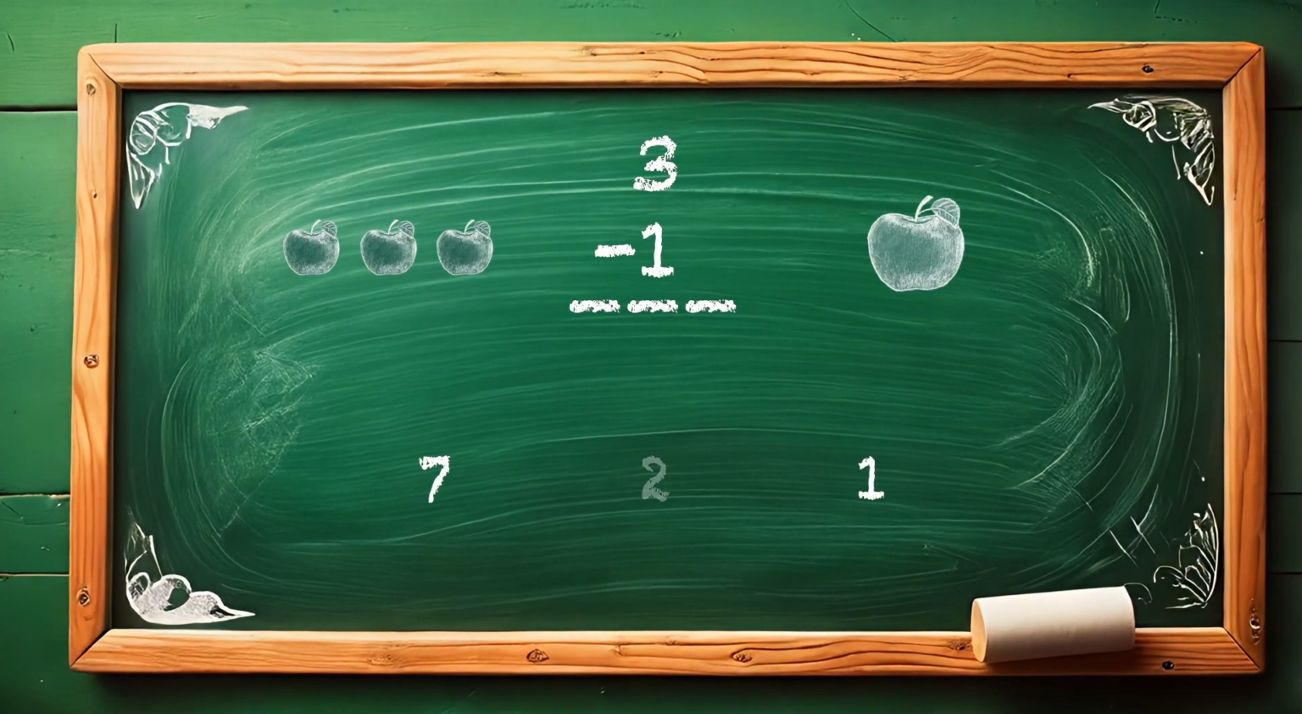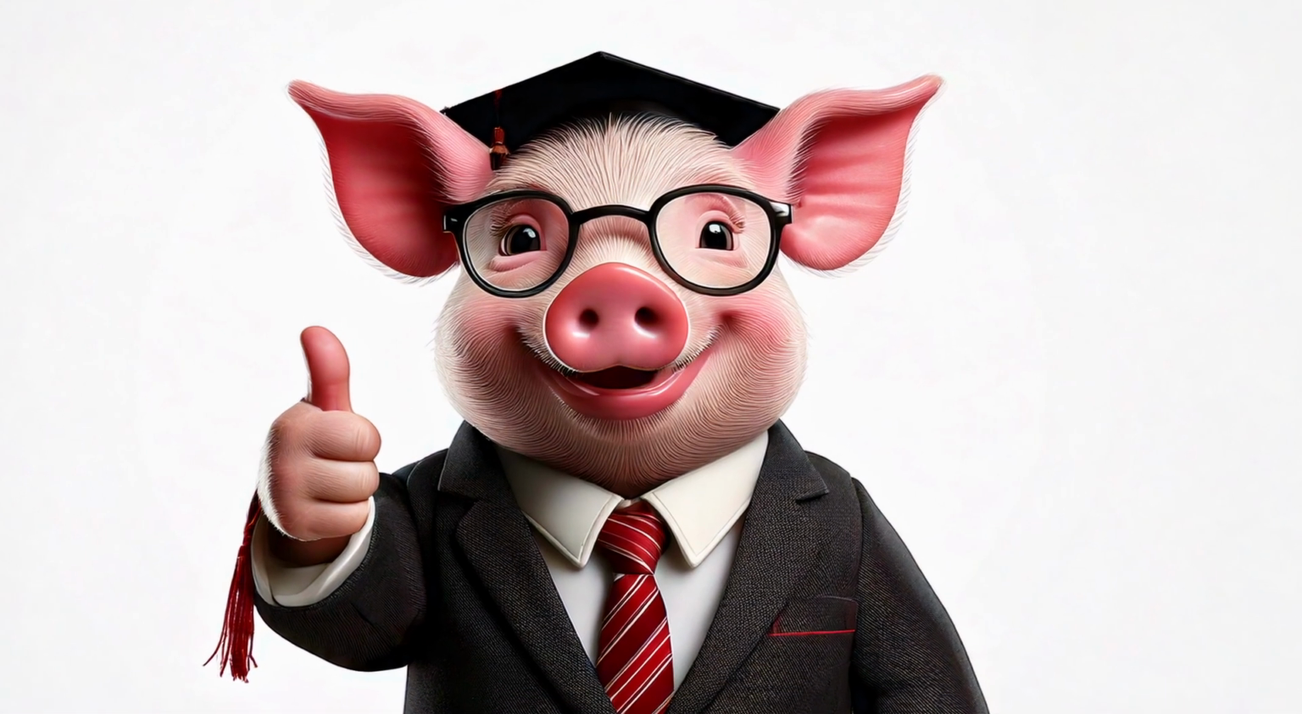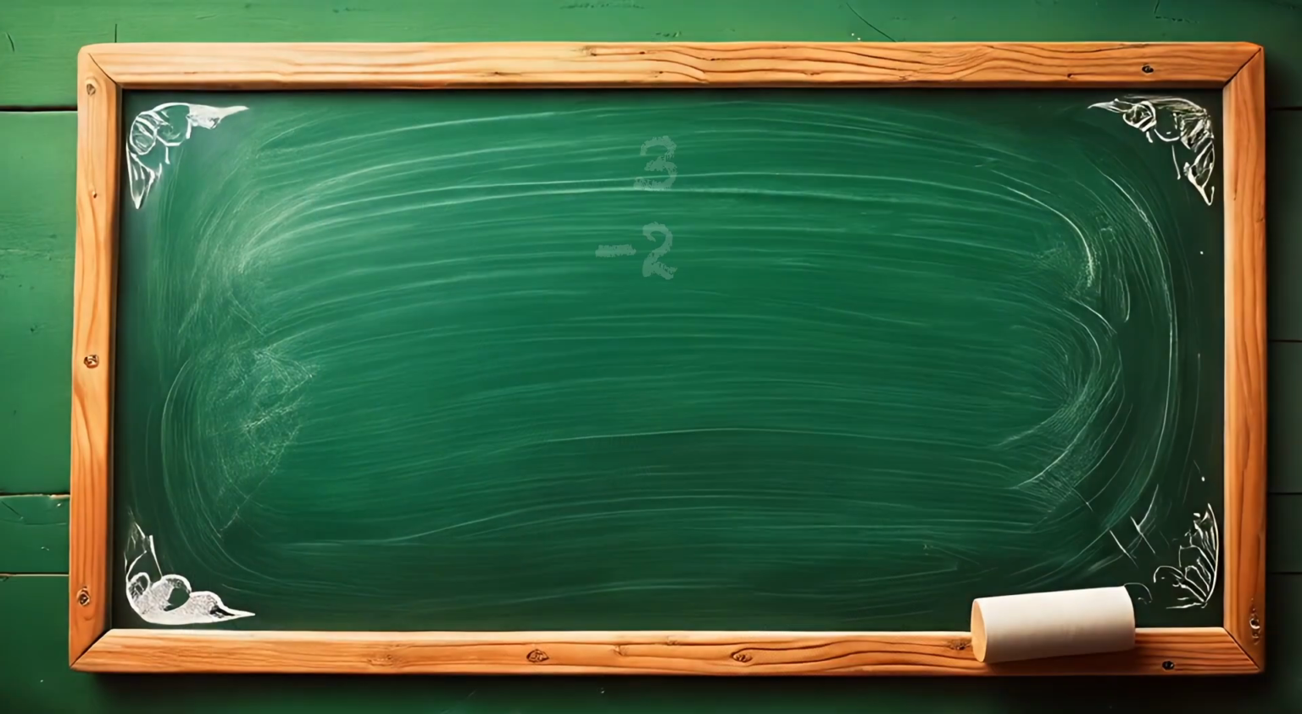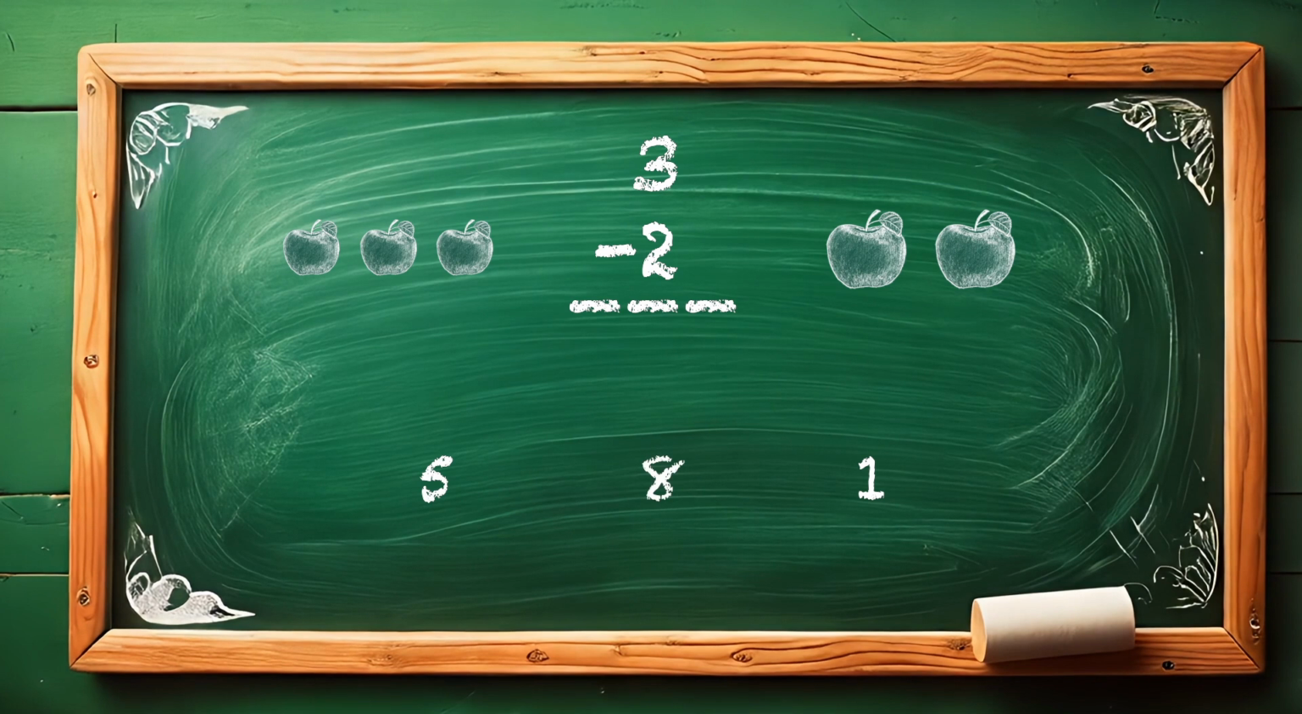If you have 3 apples and you take away 1, do you have 7 apples, 2 apples, or 1 apple left? 3 minus 1 equals 2. If you have 3 apples and you take away 2 apples, do you have 5 apples, 8 apples, or 1 apple left? 3 minus 2 equals 1.